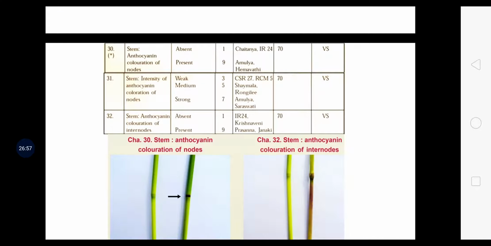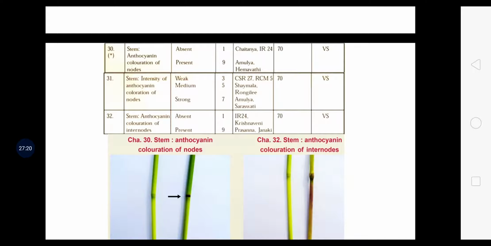The 30th characteristic is stem anthocyanin coloration of nodes, divided into absent and present. Absent is 1 and present is 9. Example for absent type of anthocyanin coloration on the nodes of stem is Chaitanya, IR24 and present is Amulya and Hemavati. 31st characteristic is stem intensity of anthocyanin coloration of nodes.